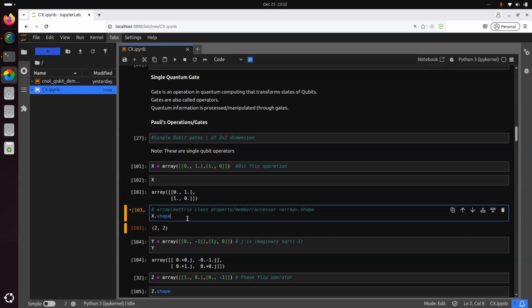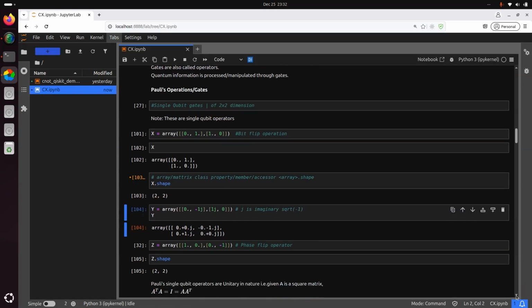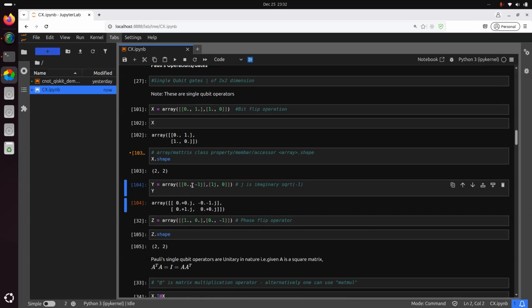And to know the shape of the matrix, we use the accessor shape, and here is the shape of the X gate. And now the Y gate. Using a NumPy array, this is how we define the Y matrix or Pauli Y operator, where j is the imaginary number in Python.